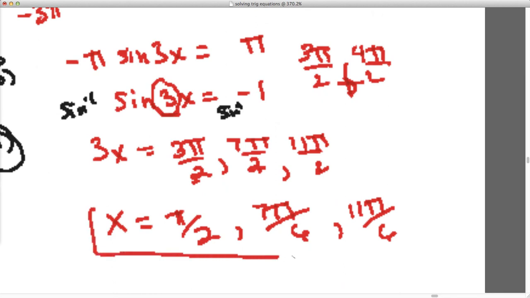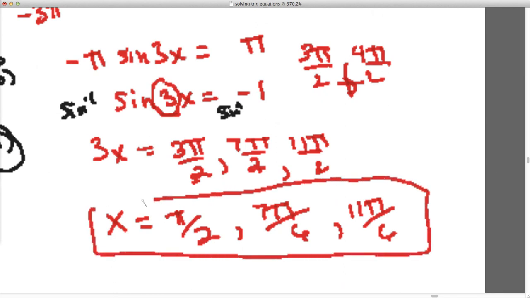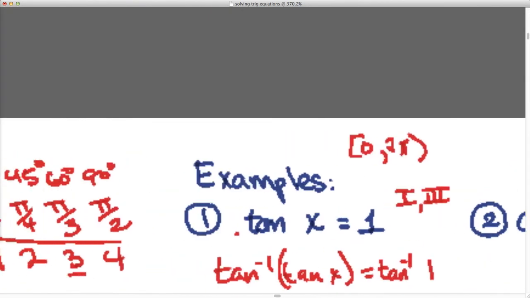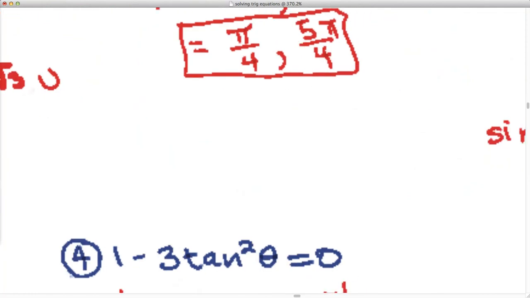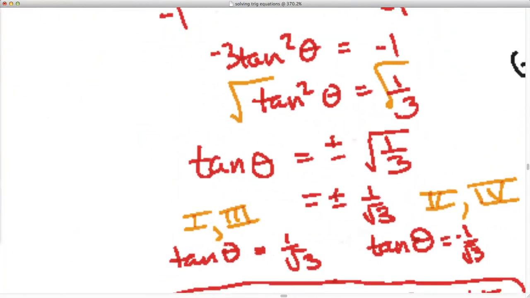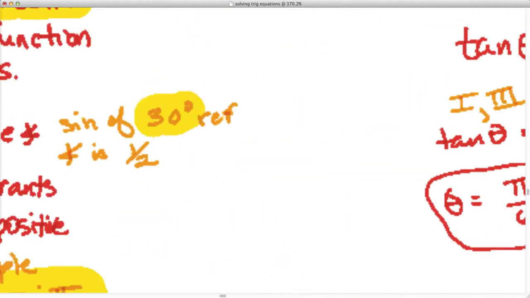So make sure you check out the same problems that are solved without restriction. All these problems, again, are solved with restriction from 0 to 2 pi. The rest of them, when I redo these, will be solved without any restrictions, all right?